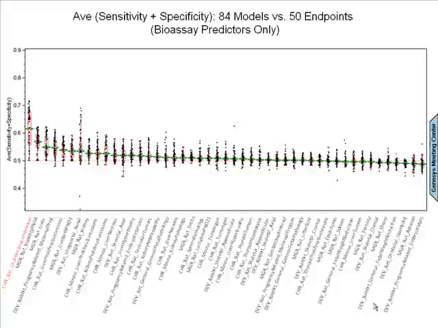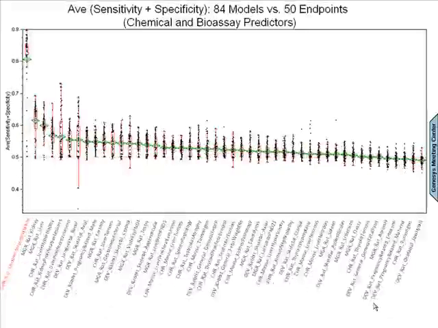Here's the same plot for average of sensitivity and specificity with bioassay predictors only. And then also the uplift we get when we throw in the chemical predictors. So this is a slightly different metric, perhaps more intuitive in that we're just looking at counts of how many times we got it correct or incorrect depending on the truth. And you can see a fairly similar story.